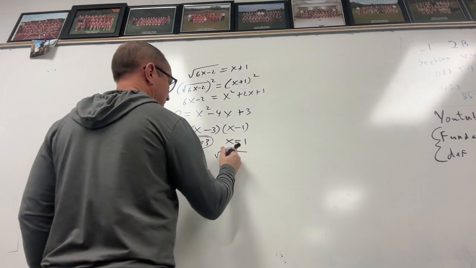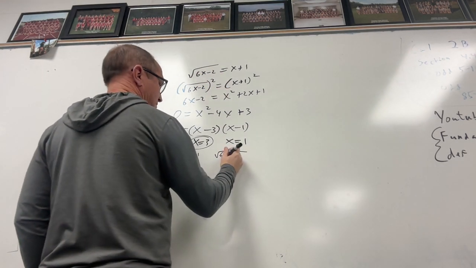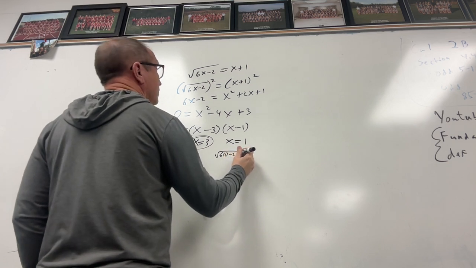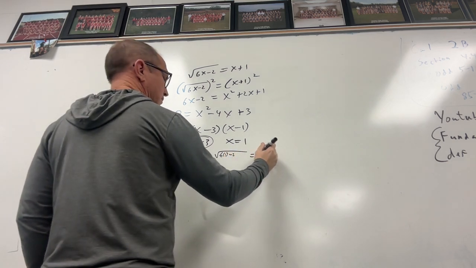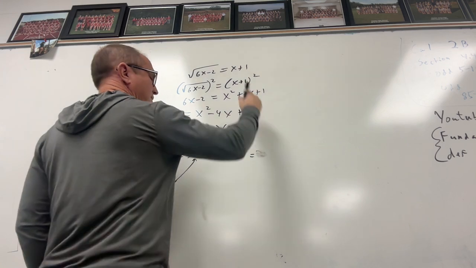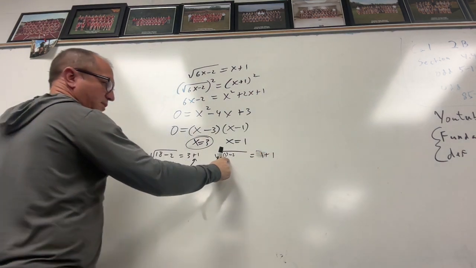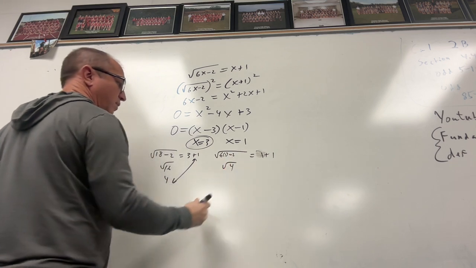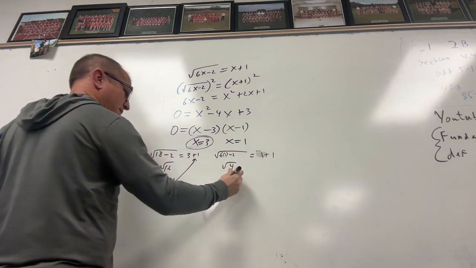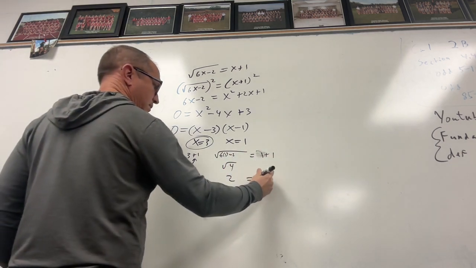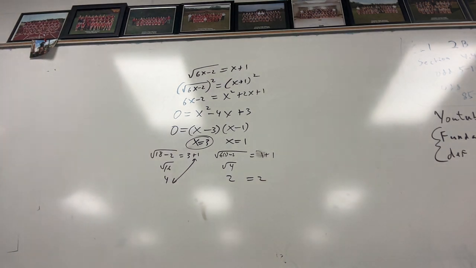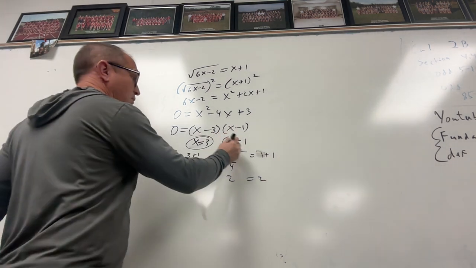All right, now, what about here? You got your 6x, which is 6 times 1 minus 2. And checking that with 1 plus 1. That's the square root of 4. And what do we know about the square root of 4? It's 2. And 2 is equal to 2. So both of these solutions work here.